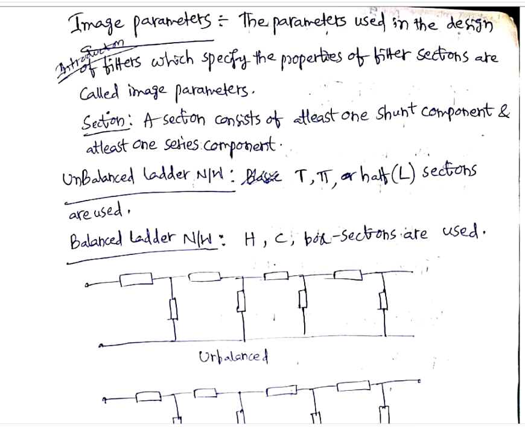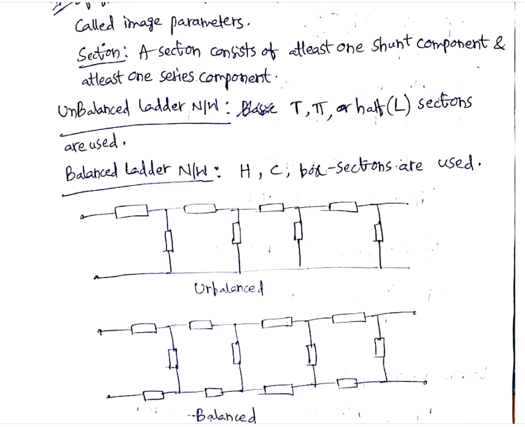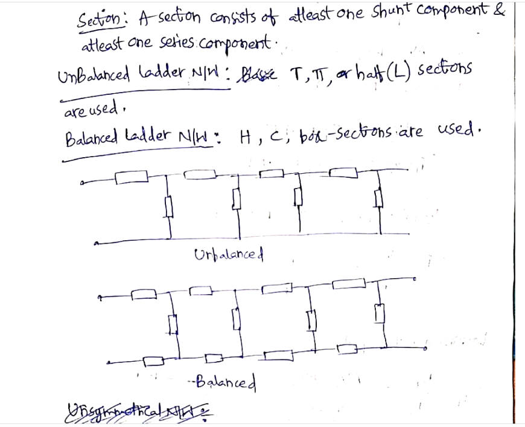So here, if you see this section where several T sections are connected in cascade manner, this is unbalanced. In order to make this balanced, we need to have one more series arm resistance connected downwards. So this is a kind of H section which is balanced. Since there are no series arm resistances towards the lower side, this is unbalanced and this is balanced.